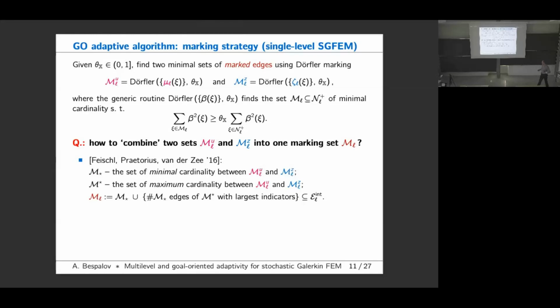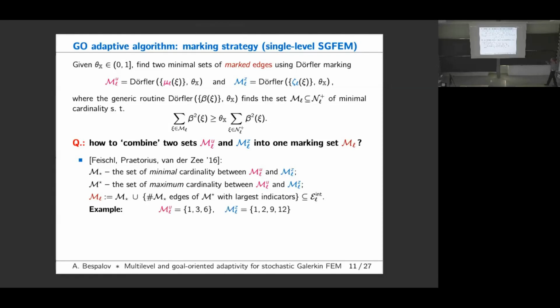And the interesting strategy, which from experiments showed the best complexity in terms of the resulting number of degrees of freedom, was suggested by Michael Feischl, Dirk Praetorius, and Kristoffer van der Zee. The strategy, basically, you first select the set of minimum cardinality between the 2, you select the set of maximum cardinality, and you form the set of minimum cardinality plus that number of red dots from the maximum one with largest indicators.